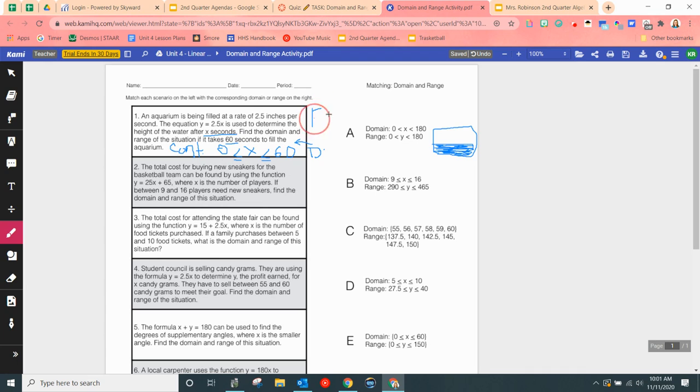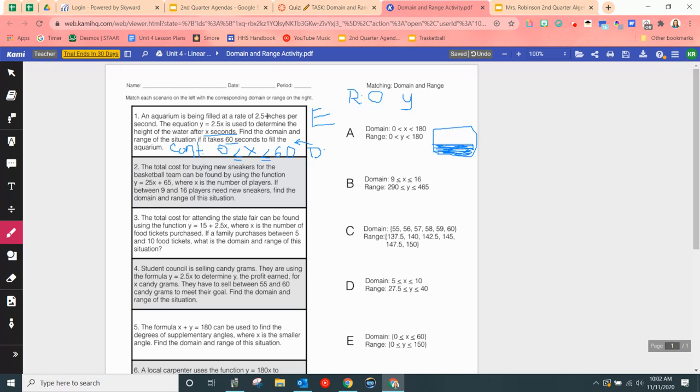But let's check the range just to make sure. So at 0 seconds, how much water is in my tank? So find your domain first and then find your range from there. So I'm going to come up here. I'm going to say, okay, so here's my range. So if I have at 0 seconds, I haven't turned my faucet on, I must have 0 water in my tank. So remember, Y is going to go in the middle. So at 60 seconds, how much water is in my tank?